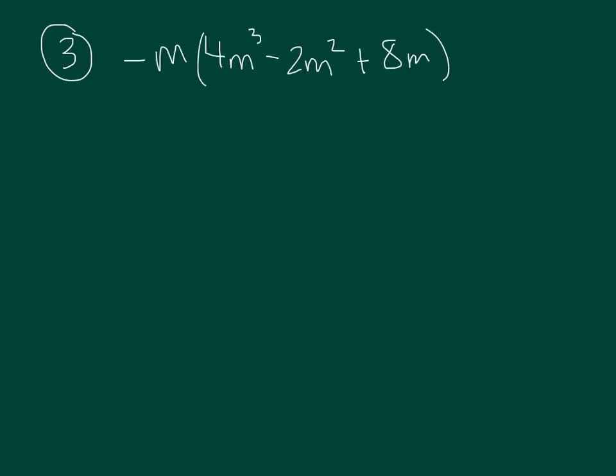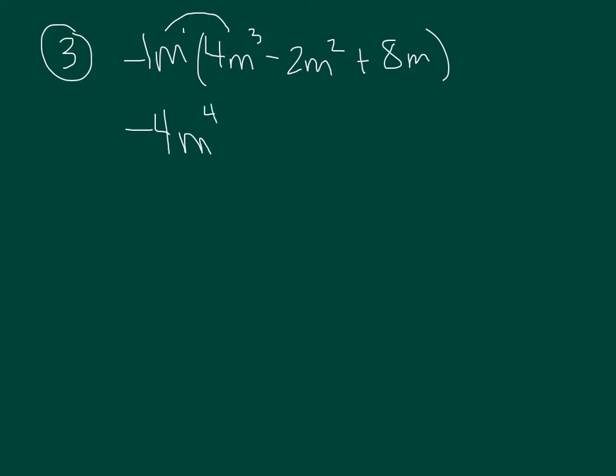Last one we're going to do today. Negative m times 4m to the third minus 2m to the second plus 8m. You're going to take that negative m and distribute. Negative m is like a negative 1m to the first. Okay, so negative 1m times 4m is negative 4, and then m to the first and m to the third makes m to the fourth.